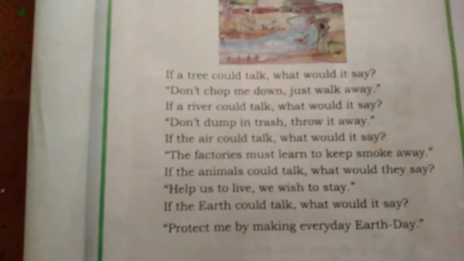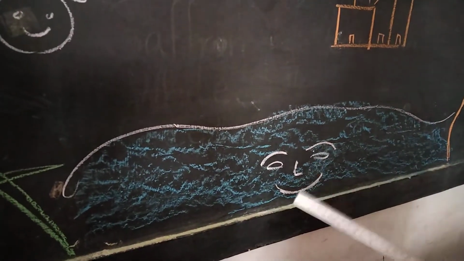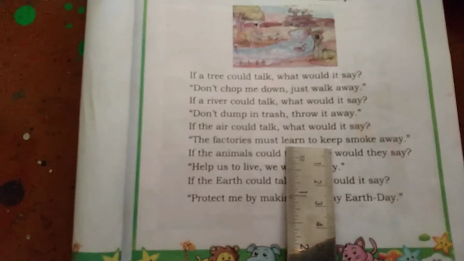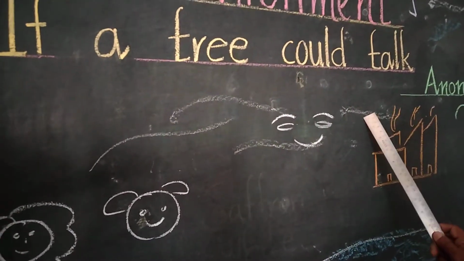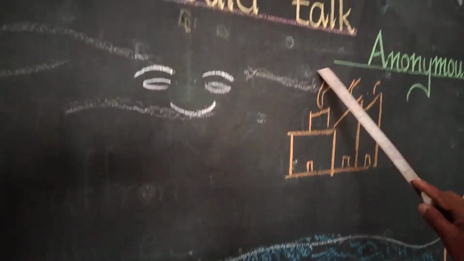If a river could talk, what would it say? If the river waters can speak, what will it say? It will say, don't dump trash, throw it away. Don't dump waste in the water, throw it away. Next one. If the air could talk, what would it say? If the breeze, if the wind can talk, what may it say? It would say, the factories must learn to keep smoke away.